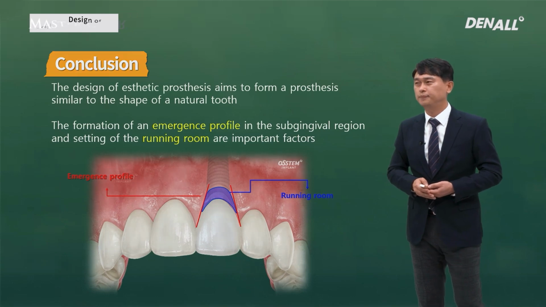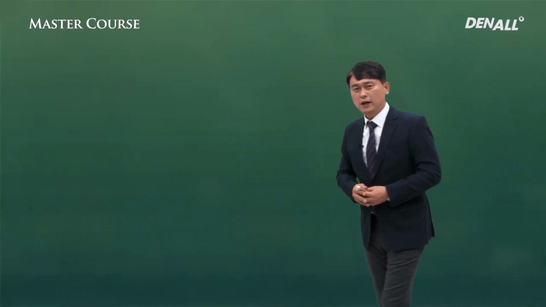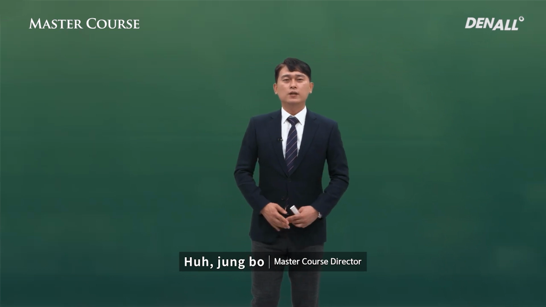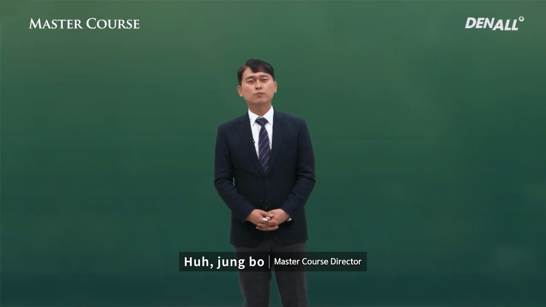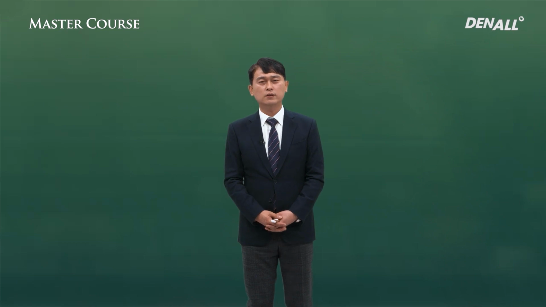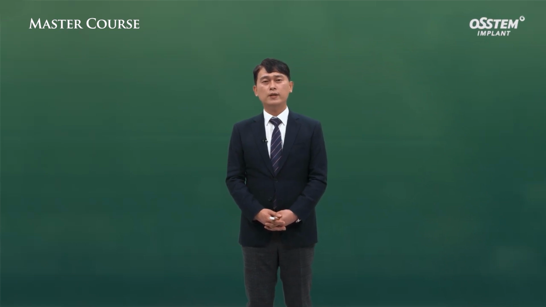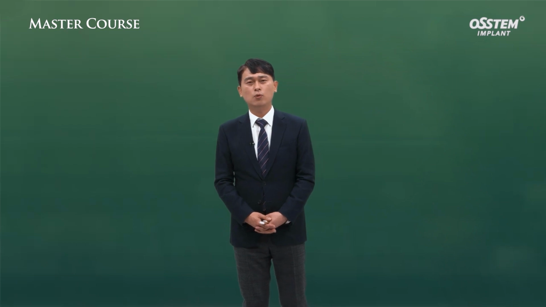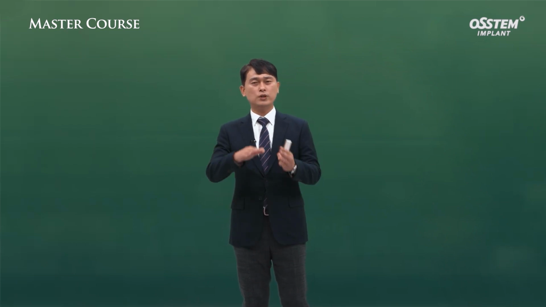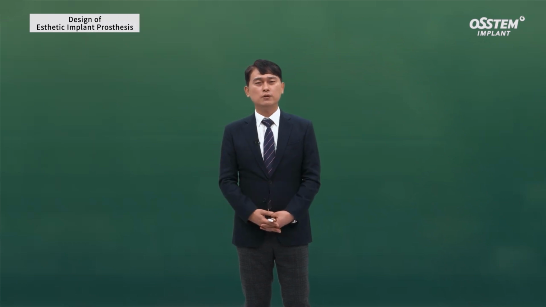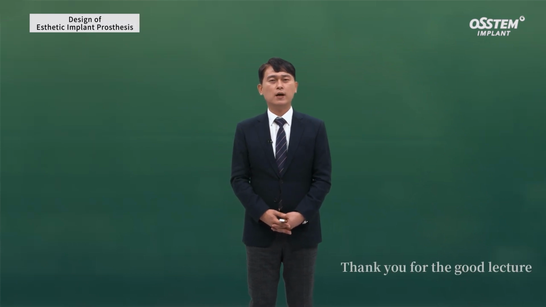We have talked about designing aesthetic prosthesis for anterior implants. The prognosis of anterior aesthetic prosthesis is determined by the shape of the prosthesis. I hope you understand better about the emergence profile and running room, which should be similar to natural teeth. Based on that, interdental papilla can be generated and maintained for successful anterior treatment.